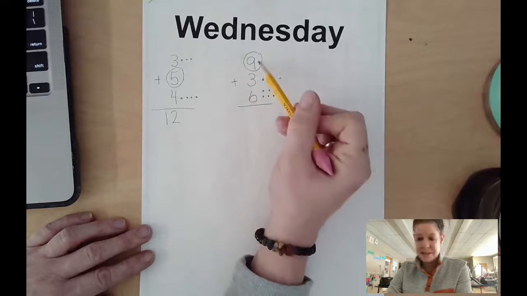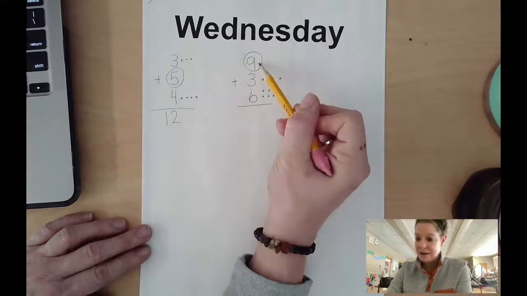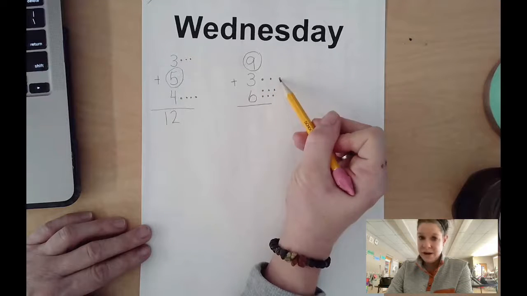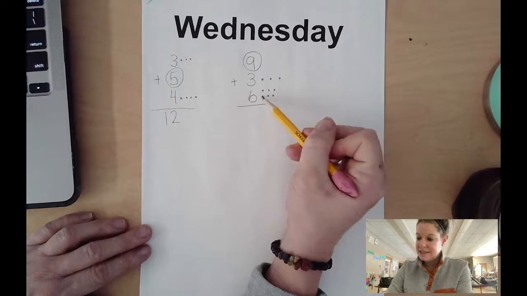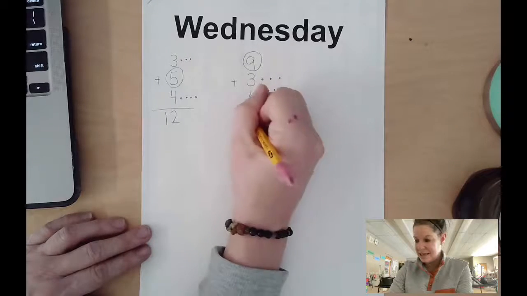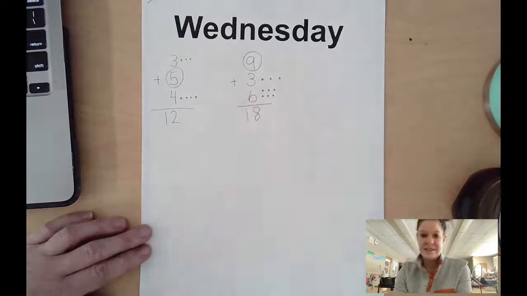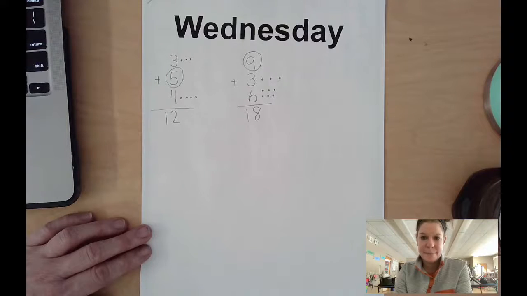Are you ready? We start at the greatest number. 9, 10, 11, 12, 13, 14, 15, 16, 17, 18. The answer is 18.